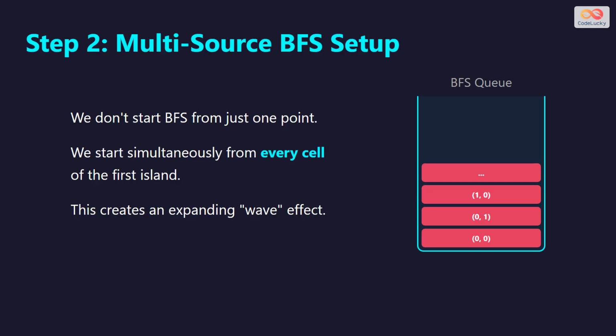Now for step 2, we don't start our search from a single point. Instead, we perform a multi-source breadth first search. The queue we built in the previous step contains every single cell of the first island. This means our search will expand outward from the entire shoreline of the first island simultaneously.